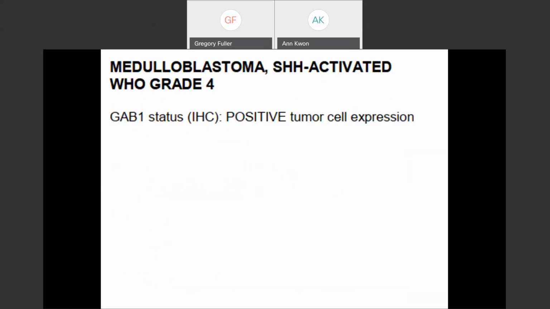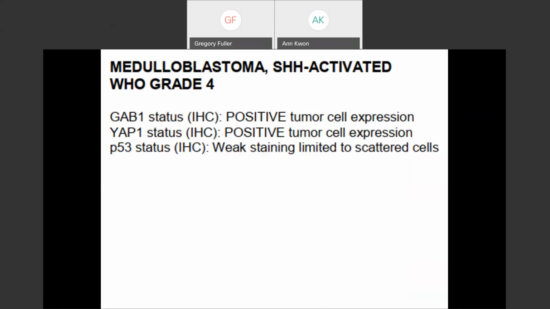All right, how did we know in this case? How did we prove it? We suspected it based on the hemispheric localization. How did we prove it? Immunohistochemistry, surrogate markers. GAB1, positive tumor cell expression. Bam! In the context of a medulloblastoma, this is sonic hedgehog activated. We have a beautiful immunohistochemical surrogate marker for the SHH activated group. This is it. We are done, and that is accepted. YAP1 is also positive in this group. And then the P53 was very weak, which I just addressed, which was interpreted as TP53 wild type.